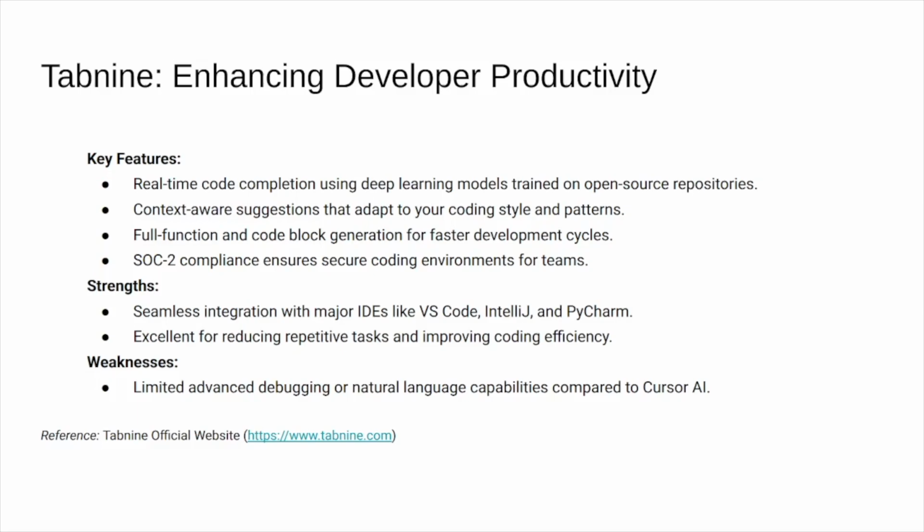truly leads the market. Talking about Tabnine, the key features are real-time code completion using deep learning models which are trained on open source repositories. It provides context-aware suggestions and it also has SOC2 compliance which ensures secure coding environments. The key strengths are it provides seamless integration with major IDEs and it is excellent for reducing repetitive tasks. The weakness of Tabnine is it has limited advanced debugging capabilities and natural language capabilities when compared with Cursor AI.